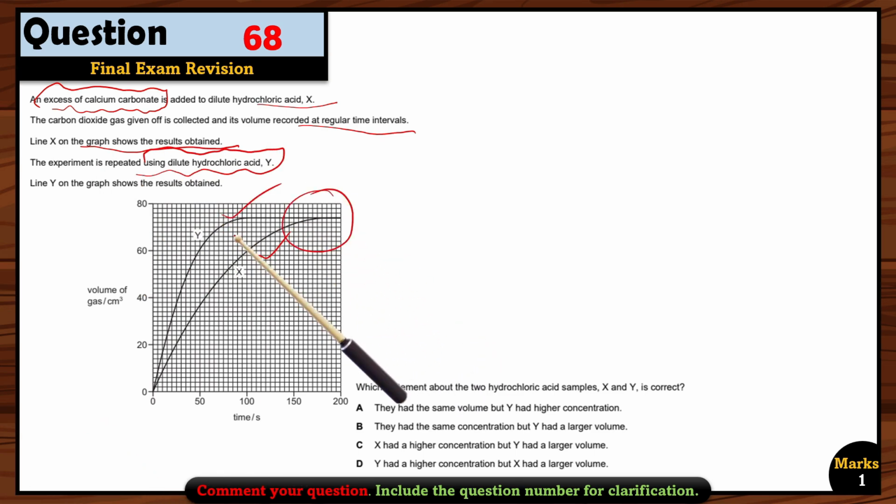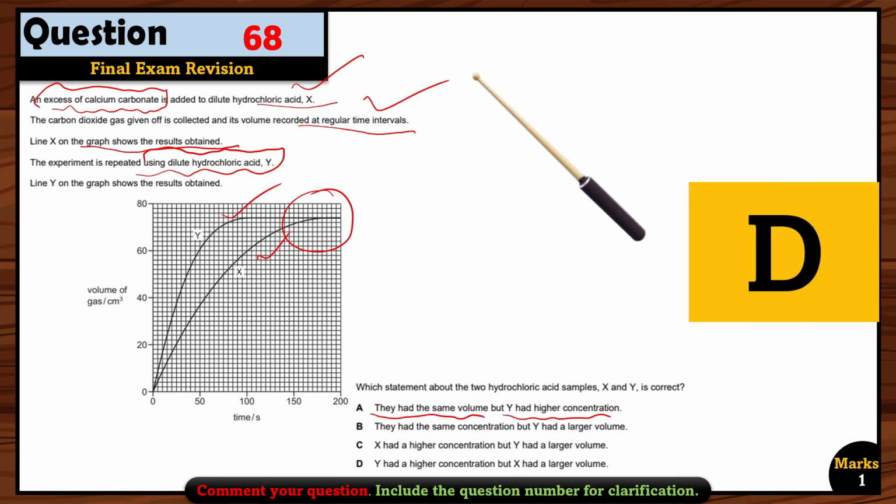Okay, and they both have the same volume, right? It means that only the rate of the reaction has changed. There was no effect on the volume. So now let's see what is the difference. They had the same volume, yes, okay, but Y had a higher concentration. Is this right or not? If they have the same volume, because they both are dilute, then the volume should be different if the concentration is higher for Y, right? Y has a higher concentration. But if the volume is the same, then they cannot have the same product size. The product size should be different, right?